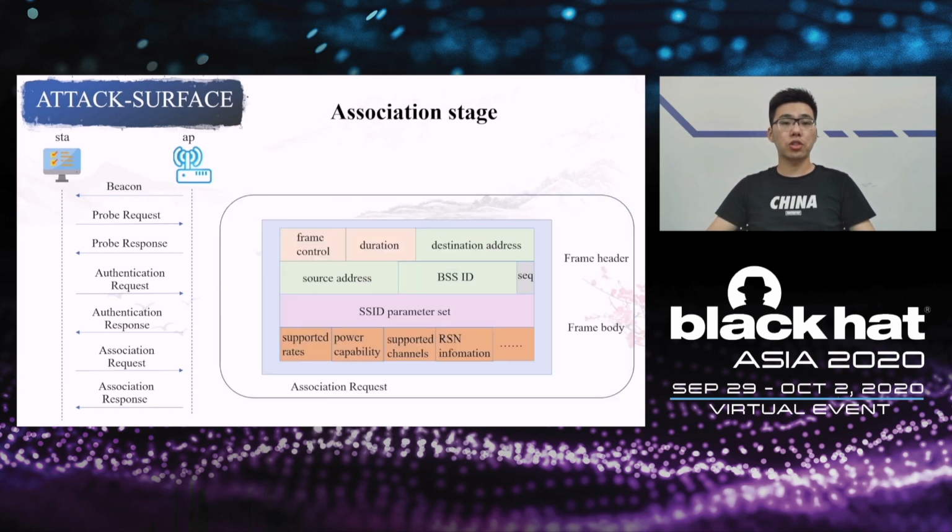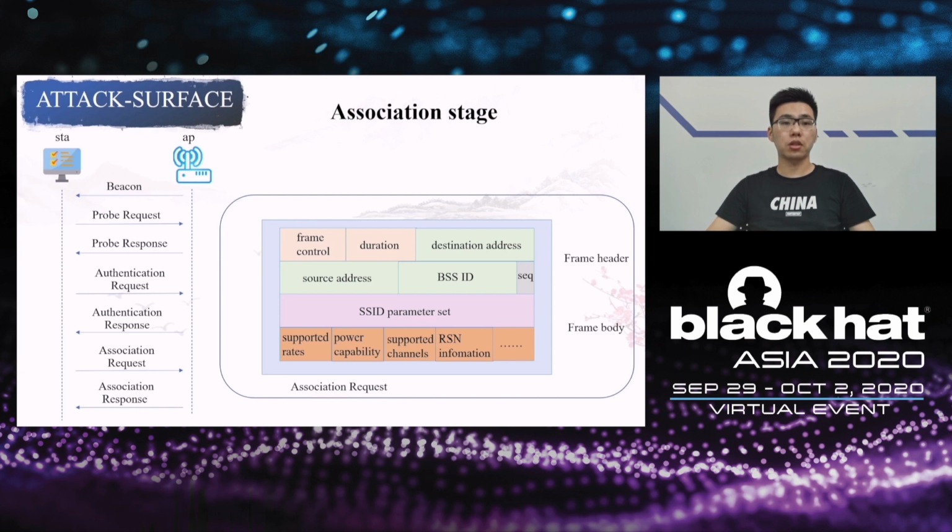The above functions are mainly implemented by management frames, such as beacon frame, probe frame, authentication frame, association frame, etc. This page takes the structure of the association request frame as an example to introduce the structure of a management frame. The management frame is composed of a frame header and a frame body.